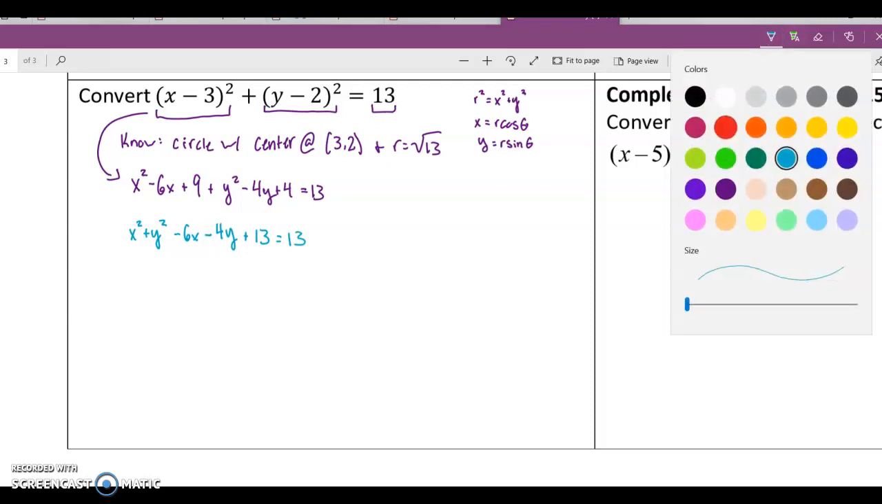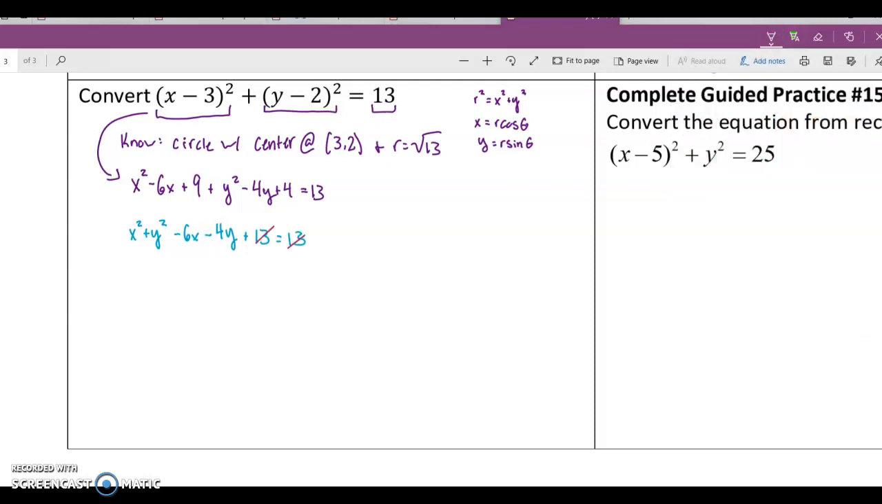Minus 4y, and then plus 9 plus 4 gives us plus 13, which is equal to 13. Conveniently for us, these 13s cancel. Look at that. And we're going to move this 6x and the 4y over to the right-hand side of the equation, so add them to both sides. Now we have x squared plus y squared is equal to 6x plus 4y.